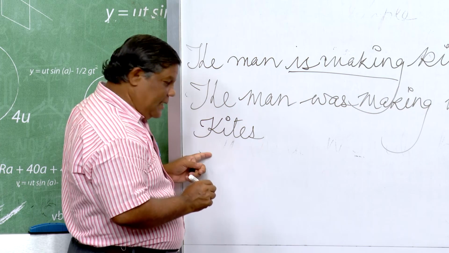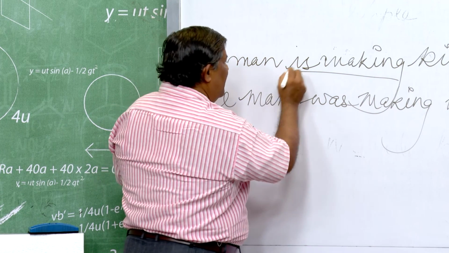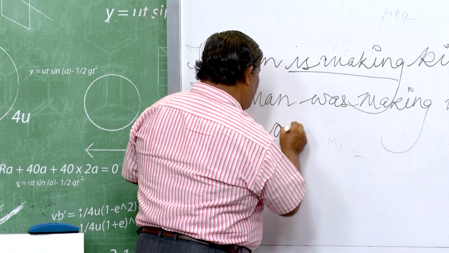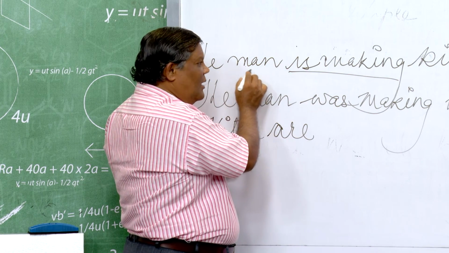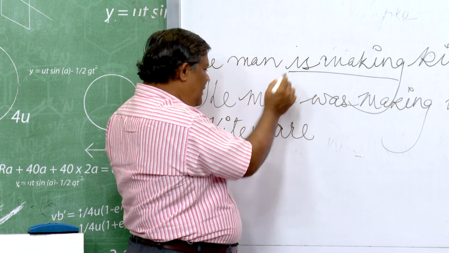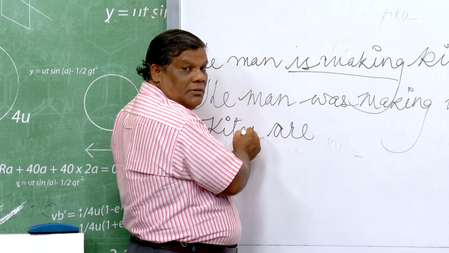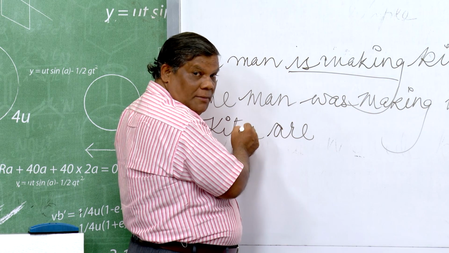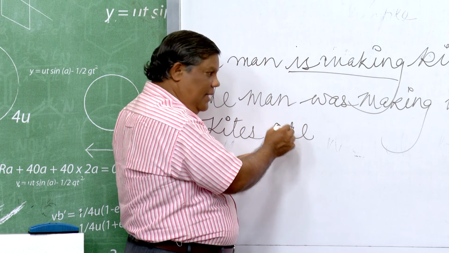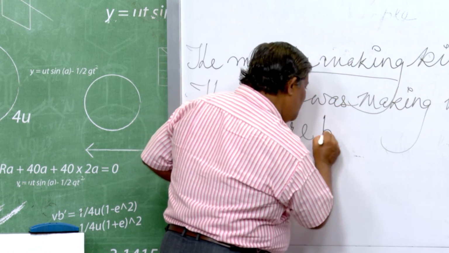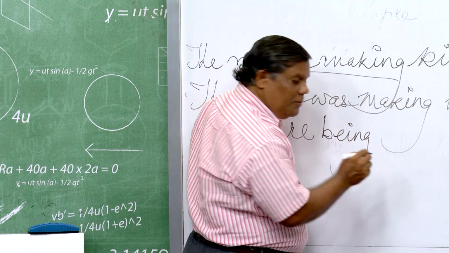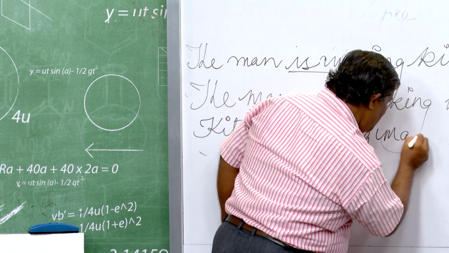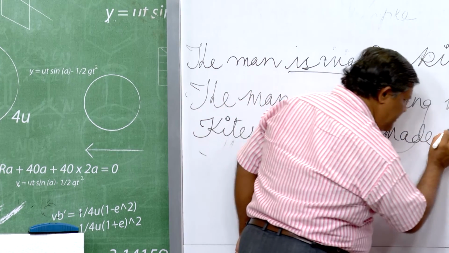this is for present tense: kites, then "is" with man, because it was third person singular, therefore it is "is". Now, it is third person plural number, therefore it is "are". Then we use "being", then the third form of the verb, then by agent.